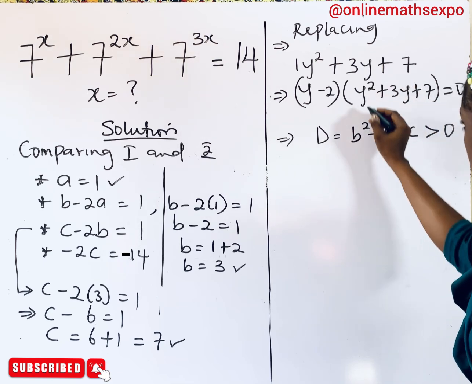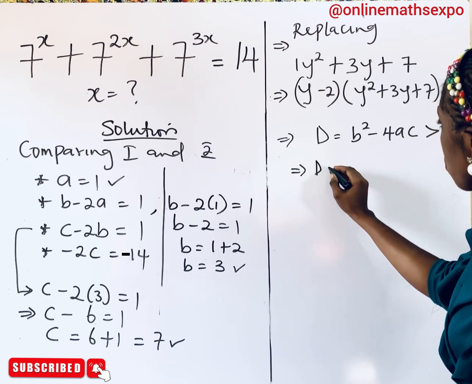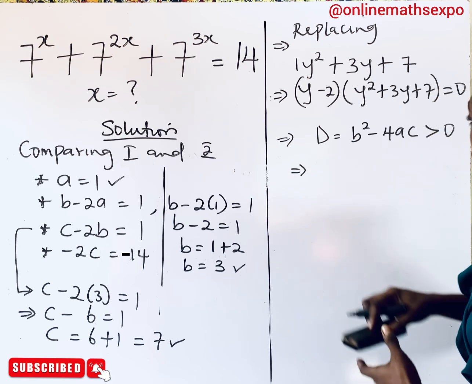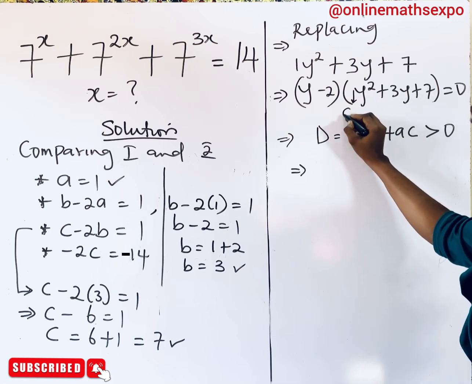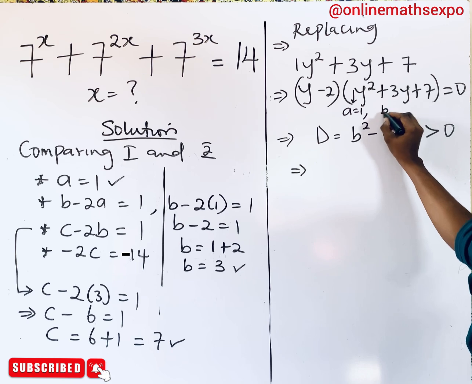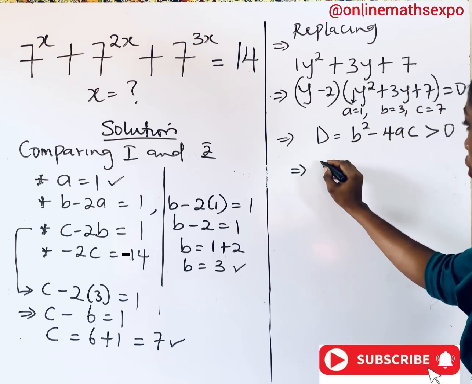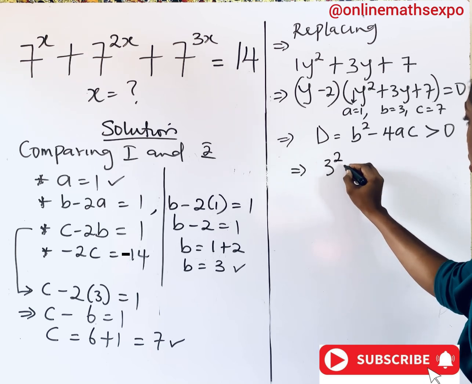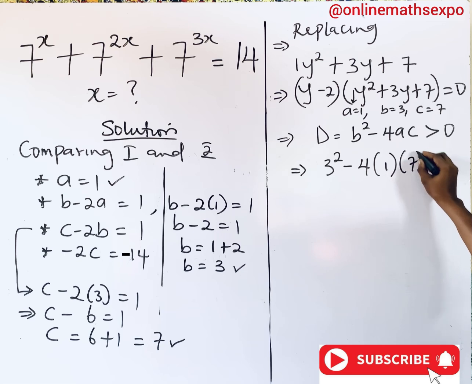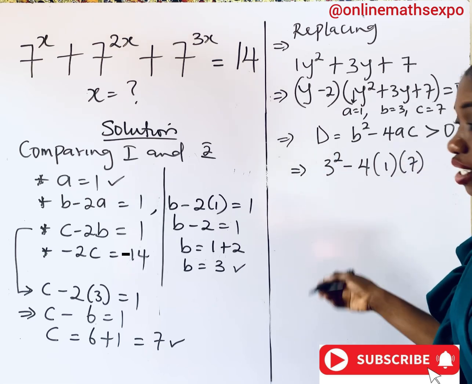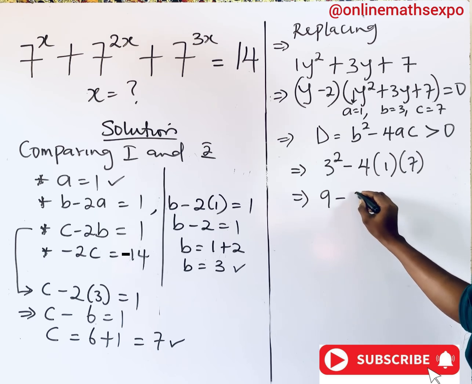So let's put in, remember here is your a. So we are going to have b is 3, the coefficient here is a, which is 1. Then this is our b, which is 3, and our c is 7. So we have 3 squared minus 4 multiply 1 multiply 7. 3 squared is 3 times 3, giving us 9. If you multiply this, it gives you 28.